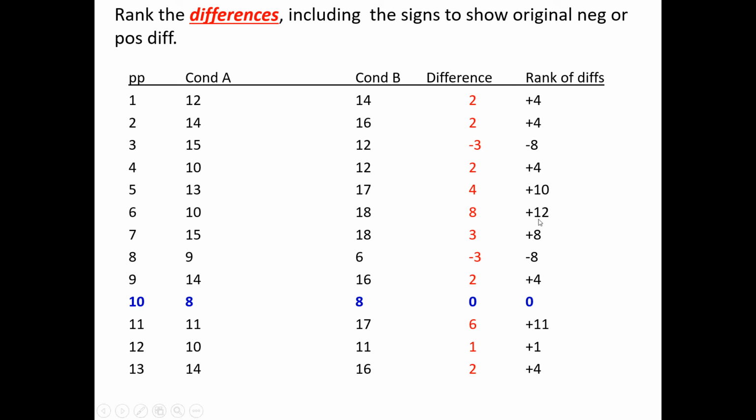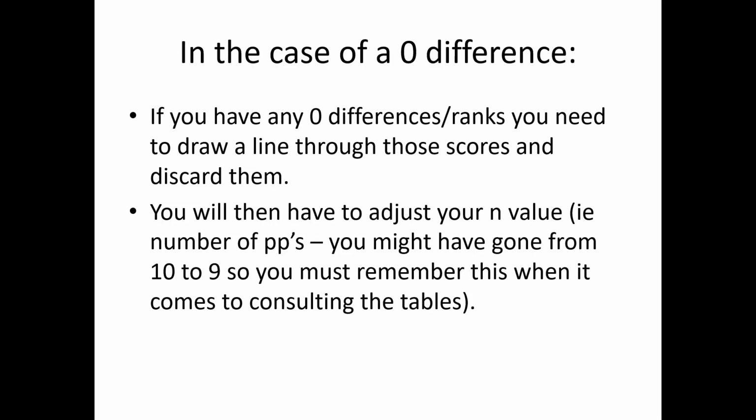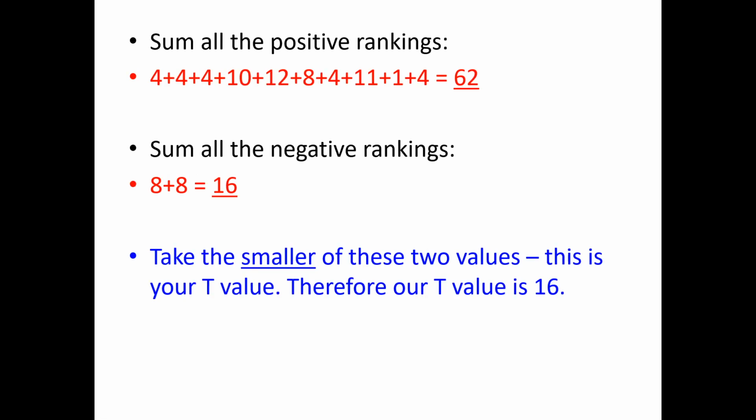But if your highest rank is higher than the number of participants you have, that's not possible. Something's gone wrong, so you need to go back and have another look at it. Right, so in the case of a zero difference, you get rid of that participant. So we've talked about that. You reduce your data set.